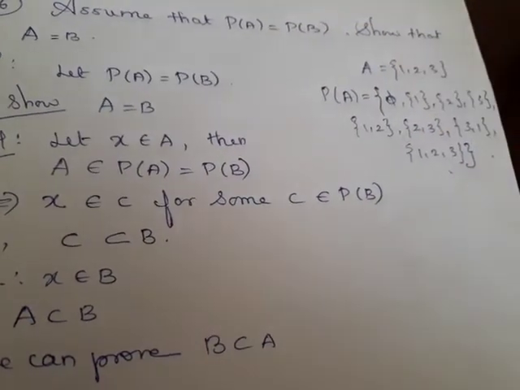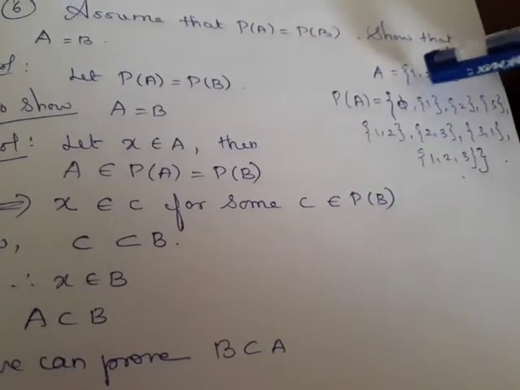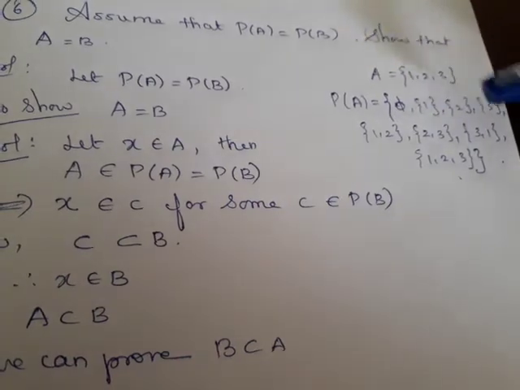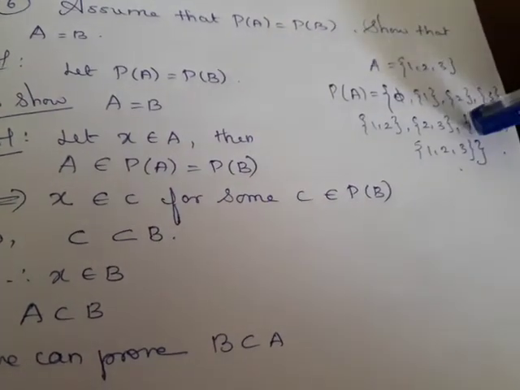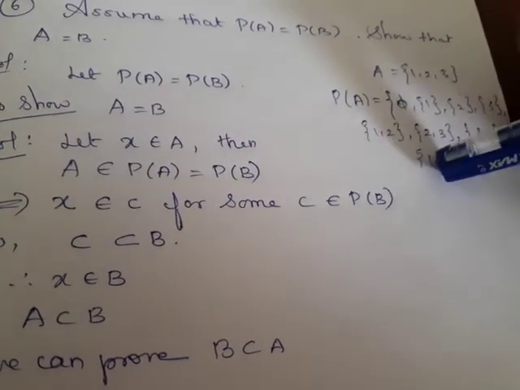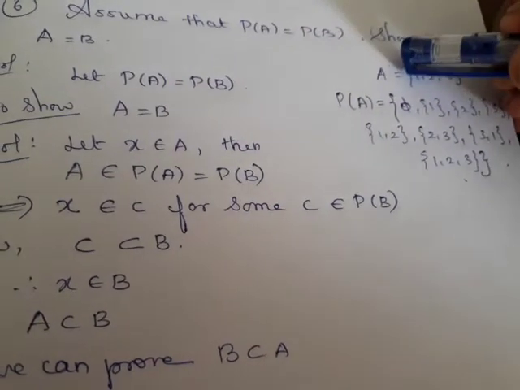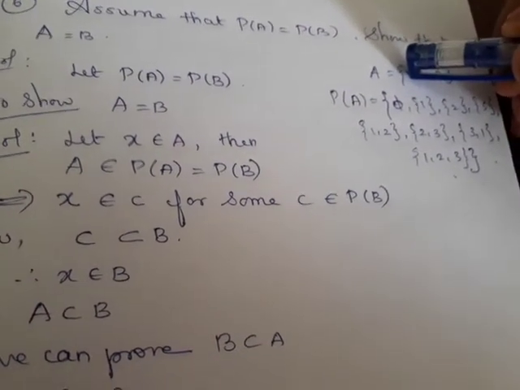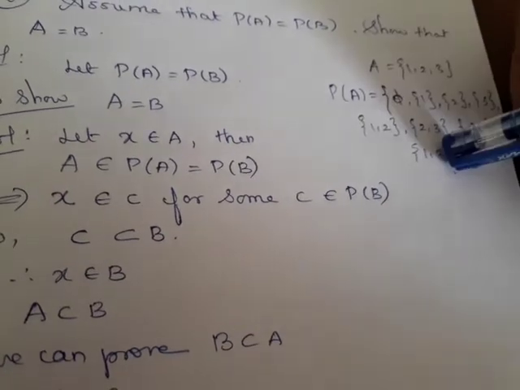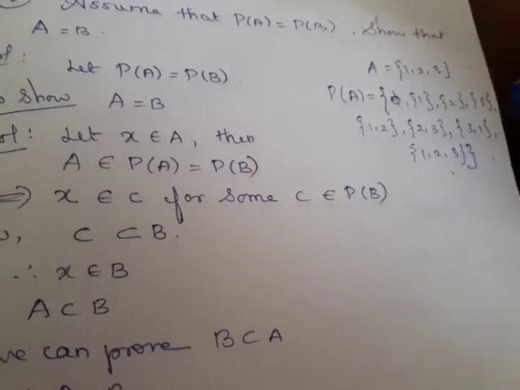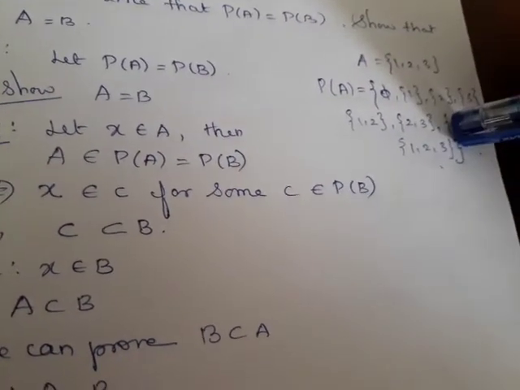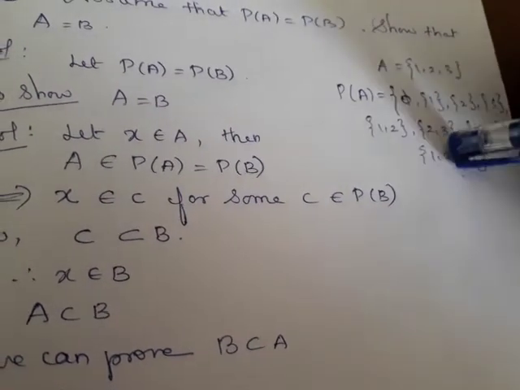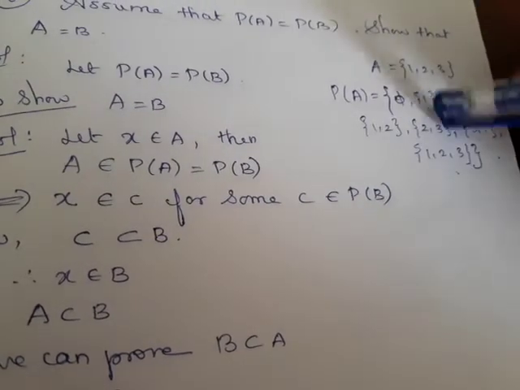Yes or no? Which are all the elements? This 1 belongs to this element. This one belongs to this element. This one belongs to this element. So when an element in A belongs to some element in P of A, each element in P of A is a set, right? Each element is a set.